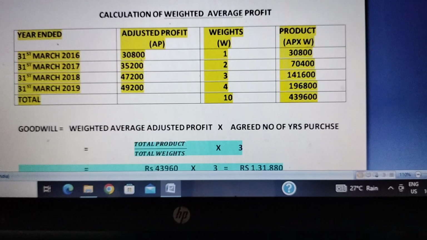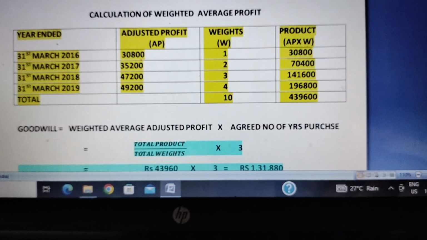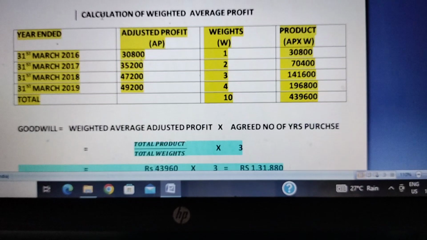As we have already found the adjusted profit, now it's time to calculate the weighted average profit. While calculating weighted average profit, you have to prepare a table with columns: year ended, adjusted profit (AP), weights (W), and product. In the year ended column, you write the years 2016, 17, 18, 19. For adjusted profit, you write what you have just calculated: 30,800, 35,200, 47,200, and 49,200.